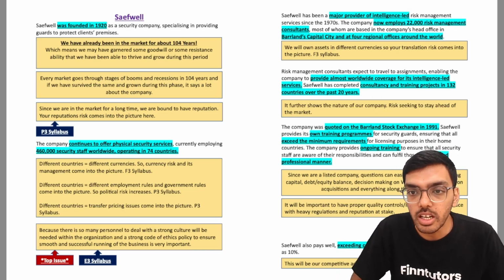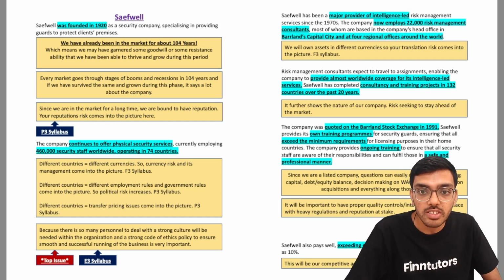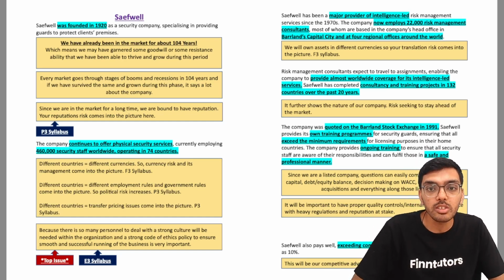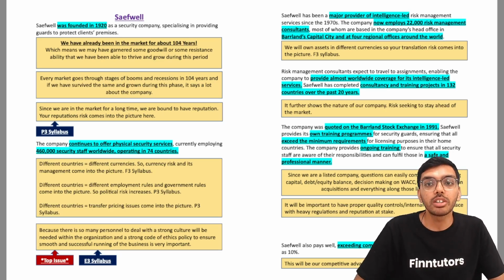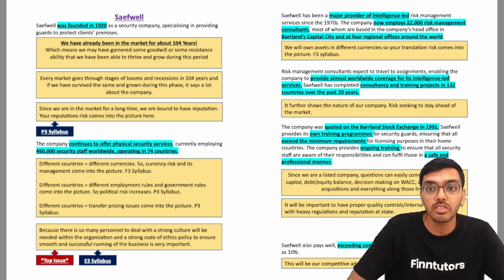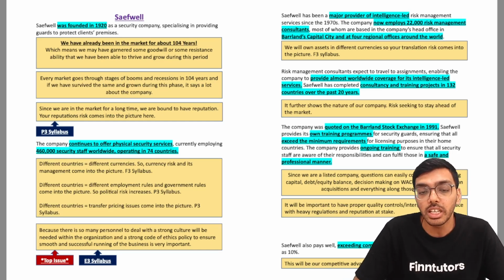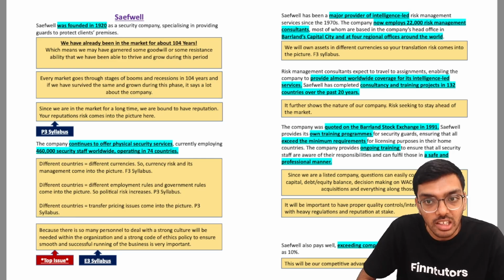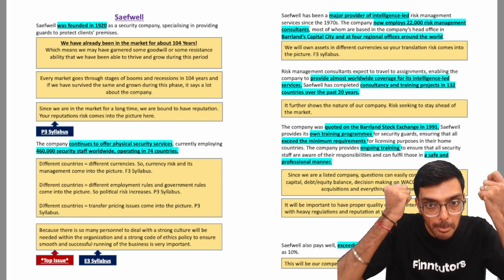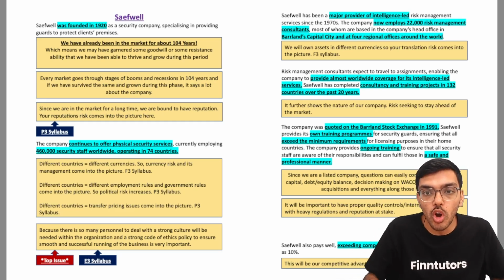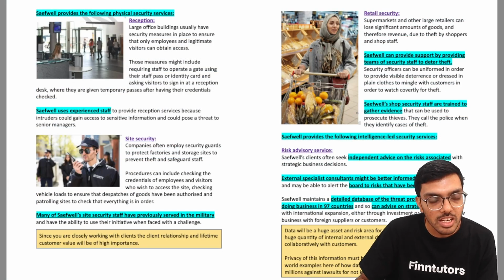Saefwell has completed consultancy and training projects in 132 countries over the past 20 years. So these are all your core competencies. You are operating in 74 countries. You have completed 132 consultancy and training projects. You have 460,000 security staff. You have 22,000 risk management consultants. All of these are strengths for your business because your backbone is so strong. It's part of the pre-seen naturally.